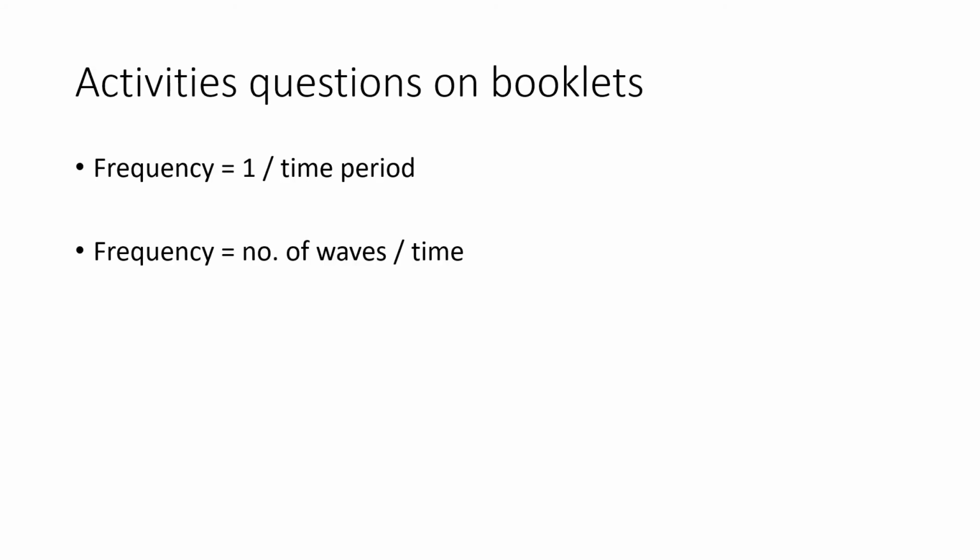Right, now it's time to do the questions in your booklets. These two equations are going to help you. That's the hint I'm giving you. One equation is frequency equals 1 over time period. If you have the time period, then you can easily calculate the frequency by dividing 1 by it. And if you have the number of waves and the time, you can divide them to get the frequency. You can pause my video for 10 minutes and discuss with your partners, and do the calculations. Come back for your answers.